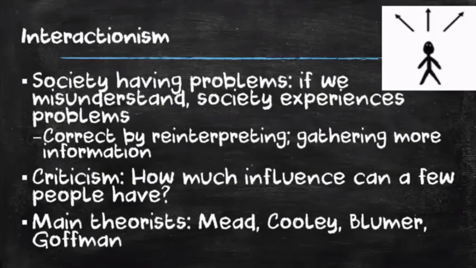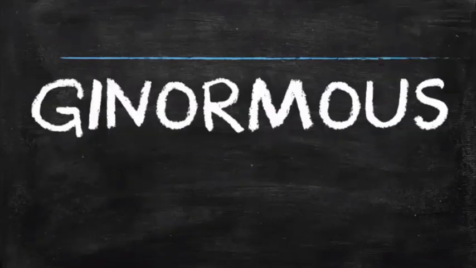So interactionism, or symbolic interaction theory, says if society's having problems, we're misunderstanding each other. And really all we have to do is correct that by reinterpreting and gathering more information. Now, from a macro level perspective, the big criticism of interaction theory is how much influence can a few people have? Well, I'll show you. Someone said that word first, and when they said it, it took off.